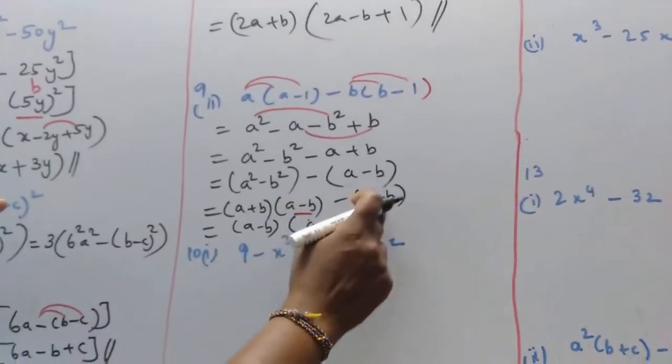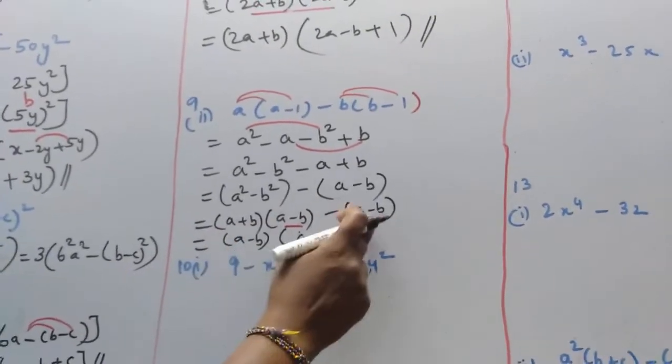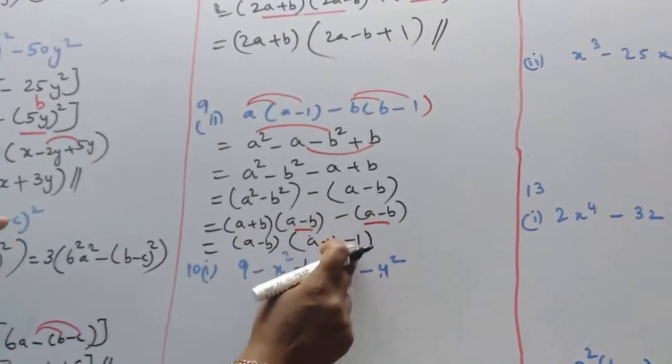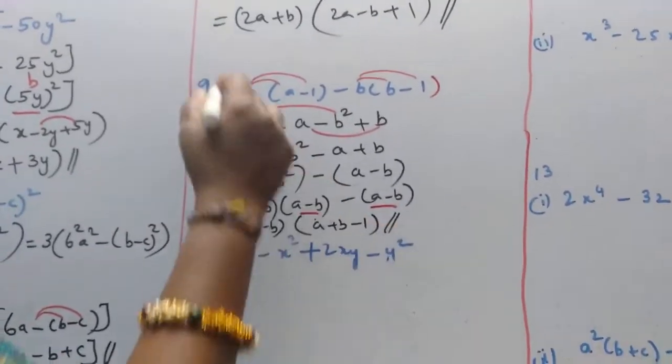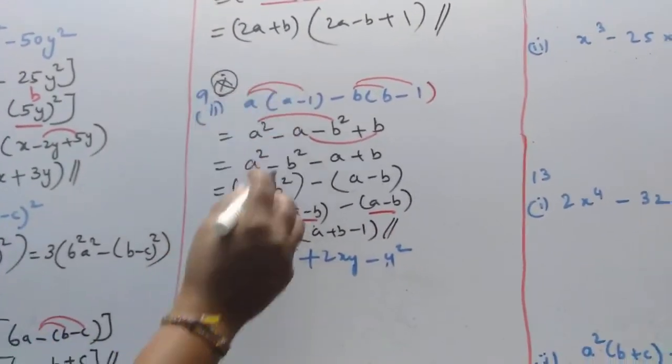Then here A minus B, if you divide by A minus B this one, we will be getting 1. So here minus sign, so minus 1. This is what the solution. This is also very important. Once again I explain you.